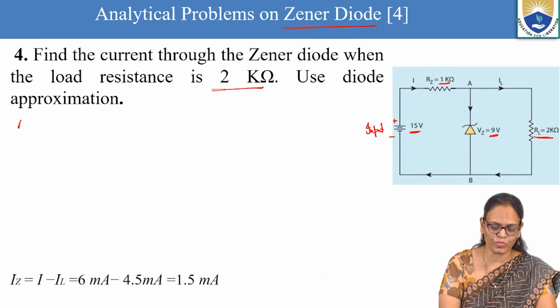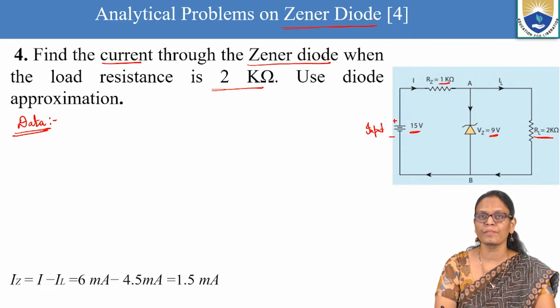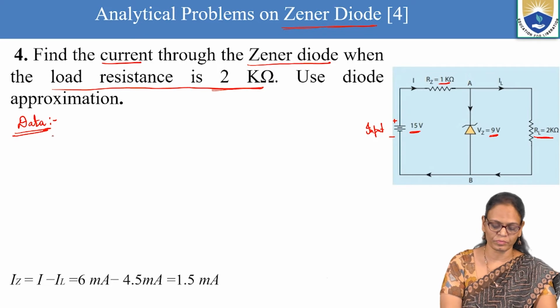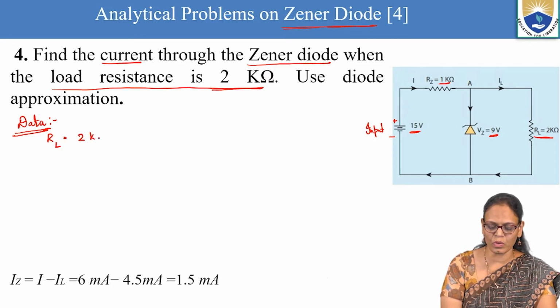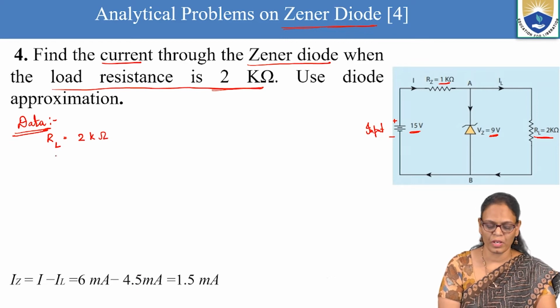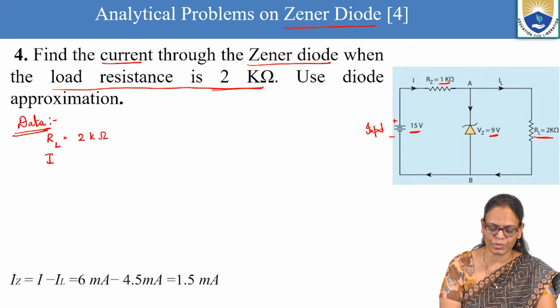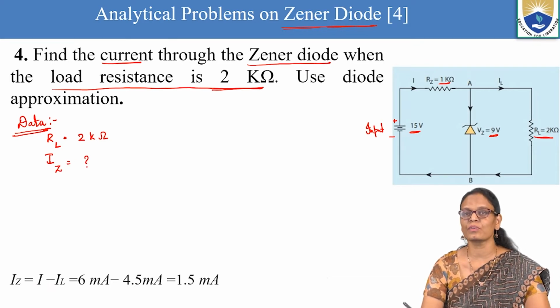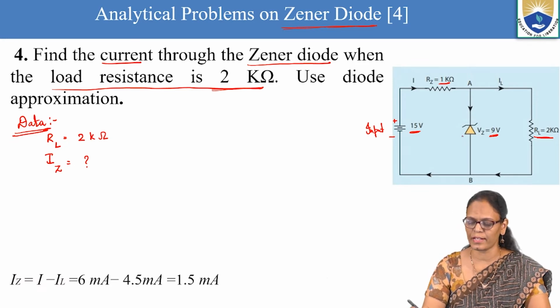So what we have to find here is the current through the Zener diode, and we are given the load resistance RL. So RL is equal to 2 kilo ohm. We have to find the current through the Zener diode. So how do we calculate the current through the Zener diode?